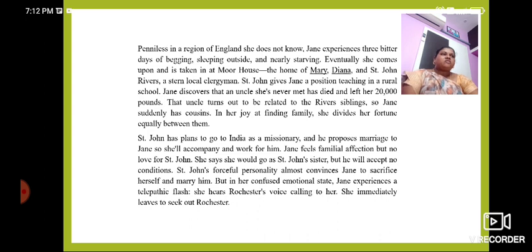St. John has plans to go to India as a missionary, and he proposes marriage to Jane so she'll accompany and work for him. Jane feels familial affection but no love for St. John. She says she would go as St. John's sister, but he will accept no condition. St. John's forceful personality almost convinces Jane to sacrifice herself and marry him, but in her confused emotional state, Jane experiences a telepathic flash. She hears Rochester's voice calling to her. She immediately leaves to seek out Rochester.